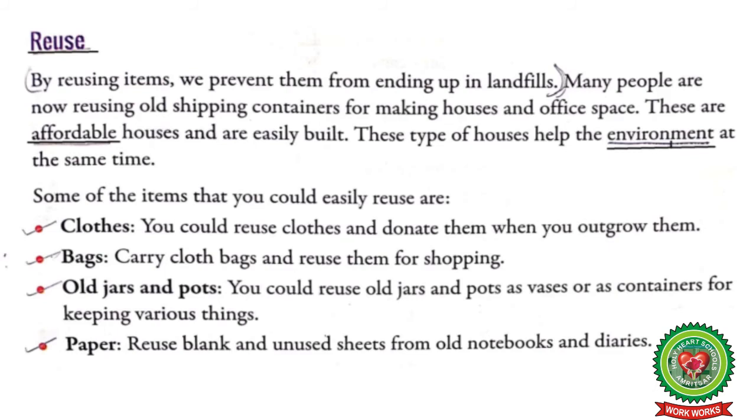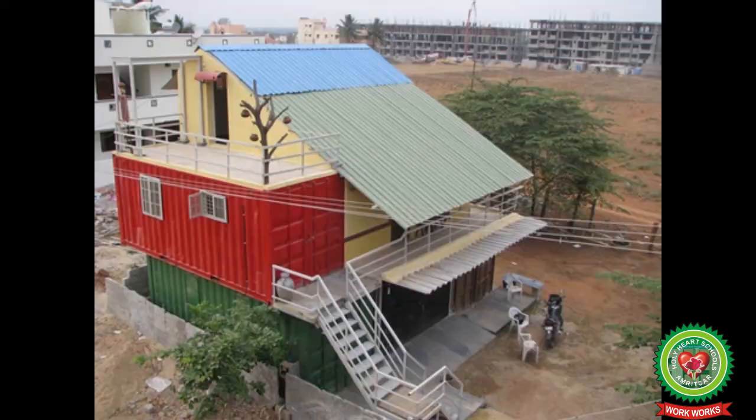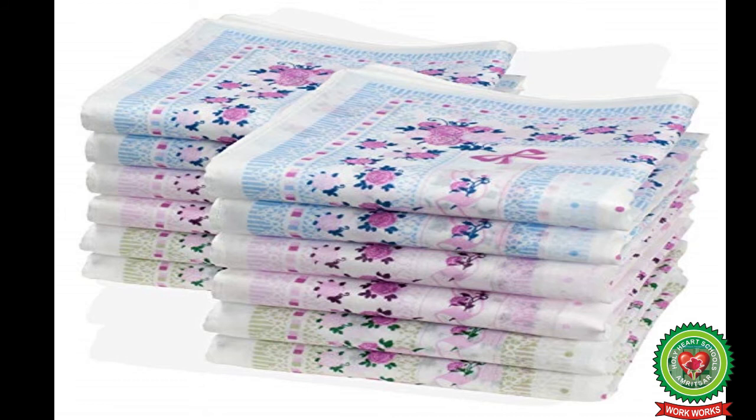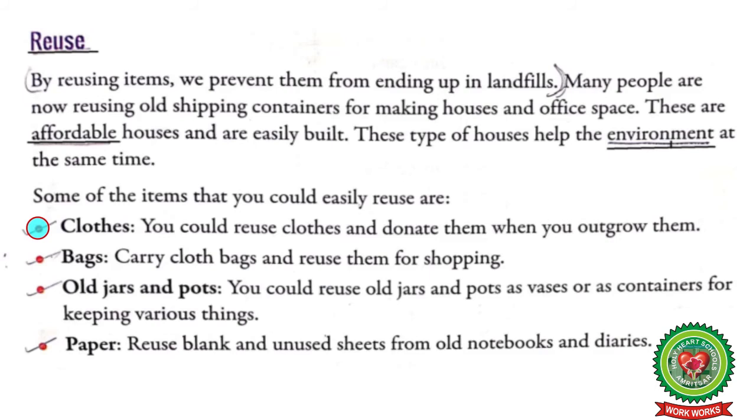Students, these are affordable houses and are easily built. Underline the word affordable, which means inexpensive or reasonably priced. And students, these types of houses help the environment. Now, some items that can be reused are number 1, clothes. Students, you could reuse clothes by making napkins, table covers, bags, mops, etc. And you can even donate them when you outgrow them, that is, when you grow too big for them.